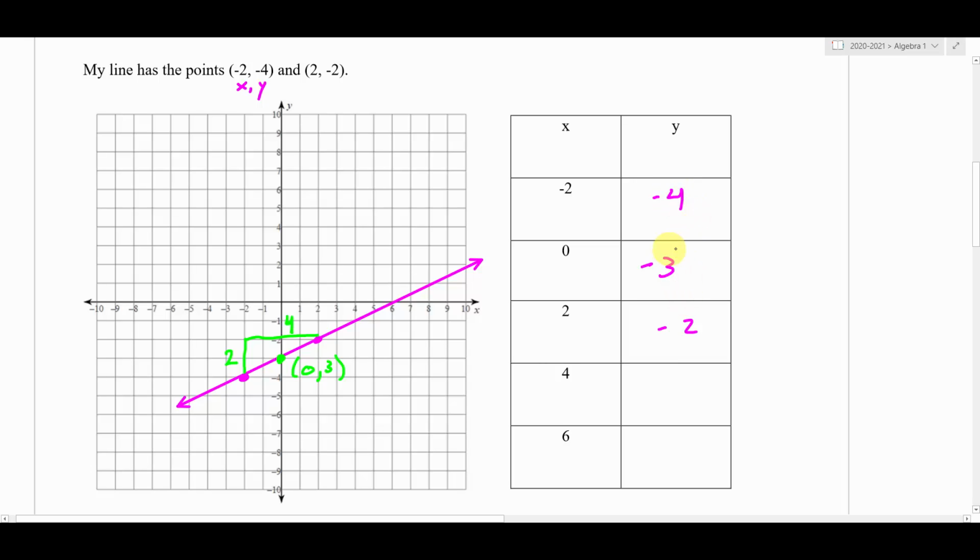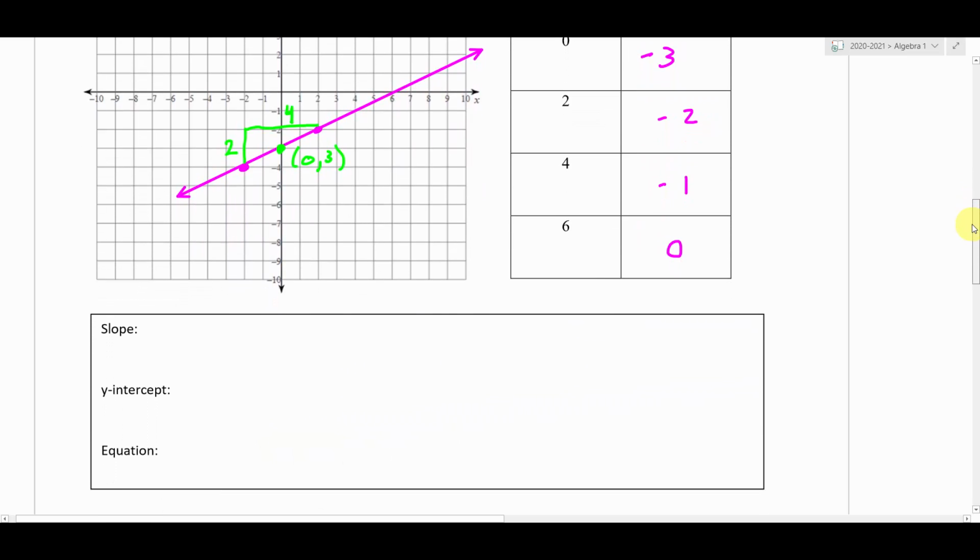So it looks like it's going up by 1s, right? If I'm noticing the pattern here, going from -4 to -3, it went up 1 and then it went up another 1. So this one's going to be -1, and then this one would be 0, and I can see that point right here, right? 6, 0, and there it is on the graph. So now we have a complete table over here, we have a complete graph, and I'm ready to start trying to build my equation.